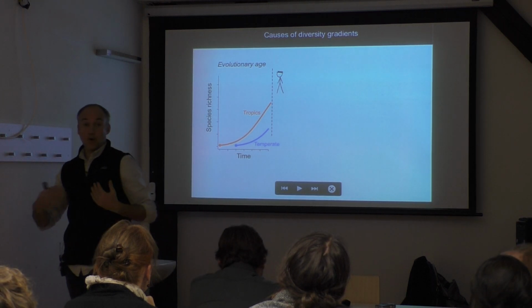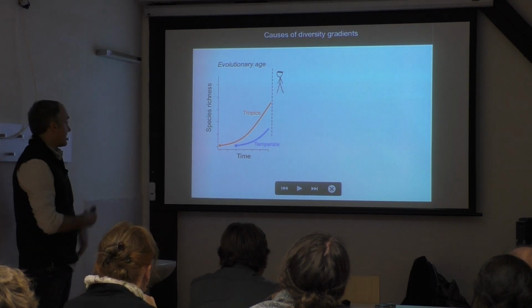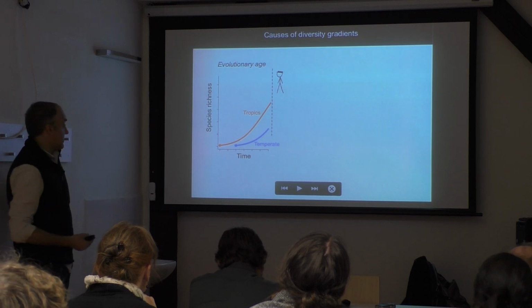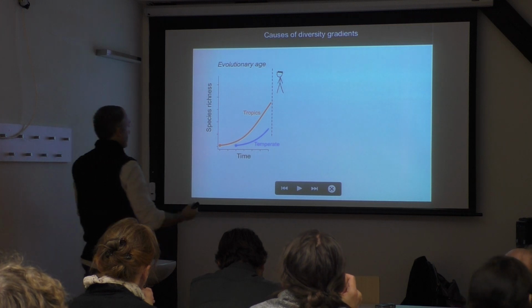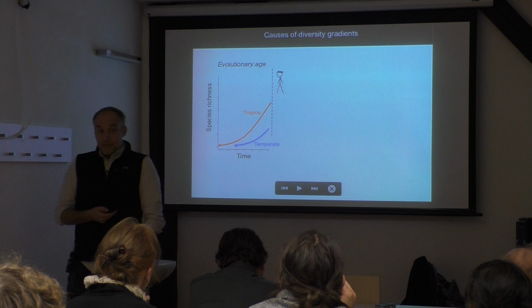This is probably the oldest hypothesis for the latitudinal diversity gradient. This goes back to the 1800s. Naturalists like Wallace were speculating about how the climatic stability of the tropics could lead to their exceptional diversity. But this is not the only possible model.